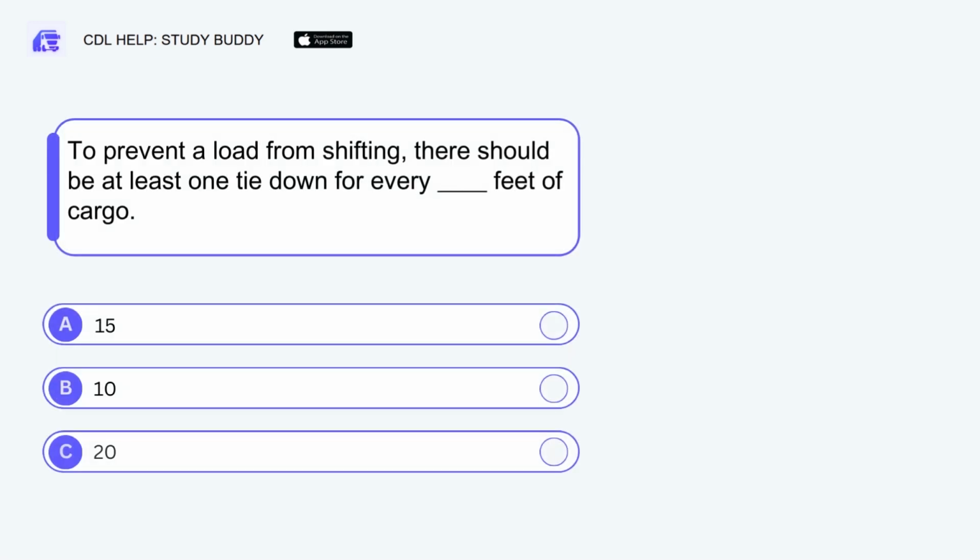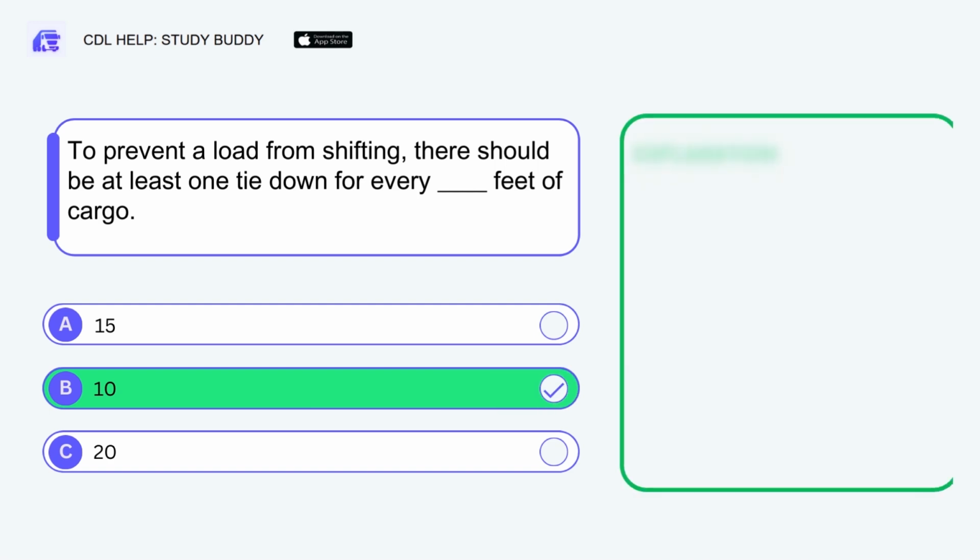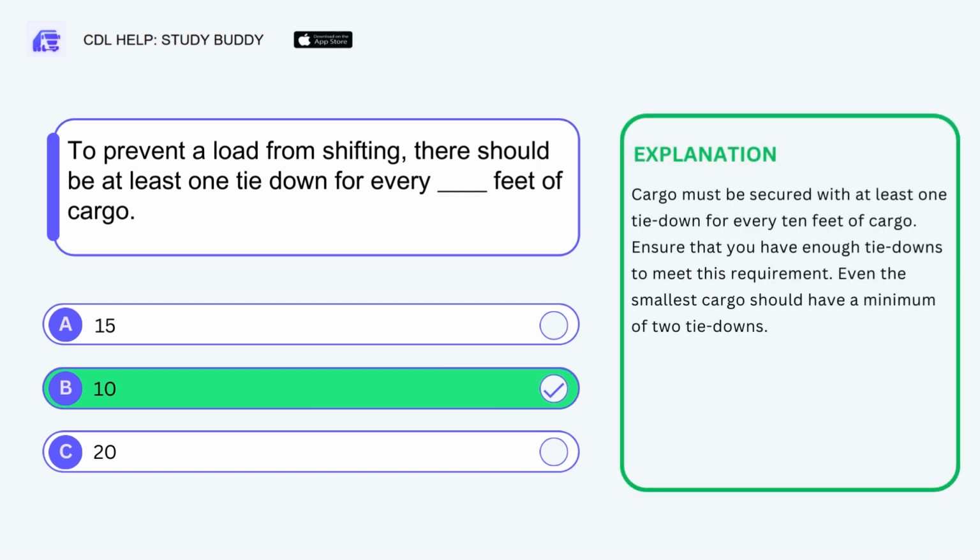To prevent a load from shifting, there should be at least one tie down for every feet of cargo. Cargo must be secured with at least one tie down for every 10 feet of cargo. Ensure that you have enough tie downs to meet this requirement. Even the smallest cargo should have a minimum of 2 tie downs.